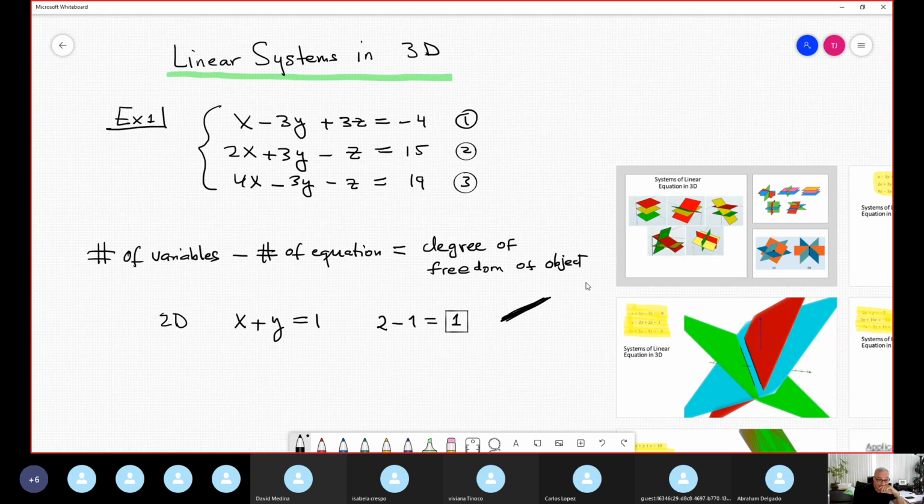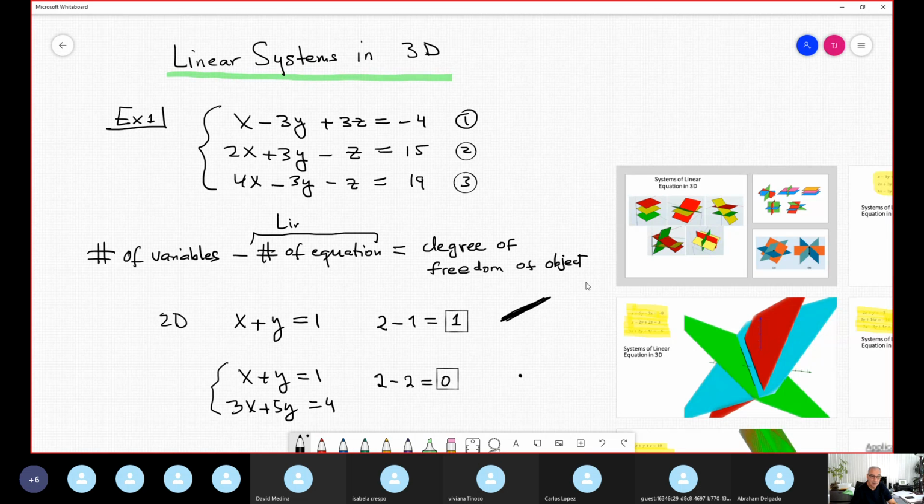When you have the system in 2D, x plus y equal 1, and, I don't know, another equation, 3x plus 5y equal 4, when you take 2, my problem now is not one equation, it's two equations. We have two variables, x and y, minus 2 is 0. Degree of freedom 0 means it's a point, or at least if the equations are linear independent.